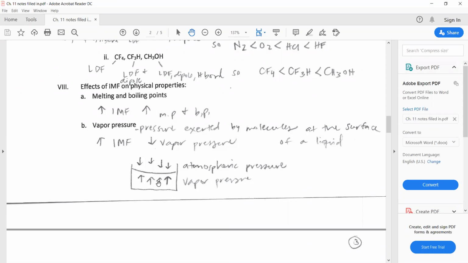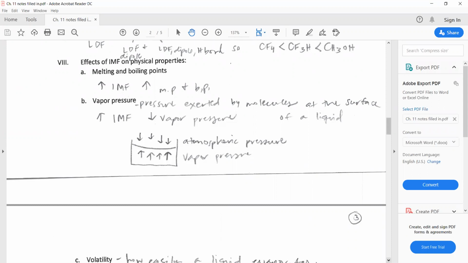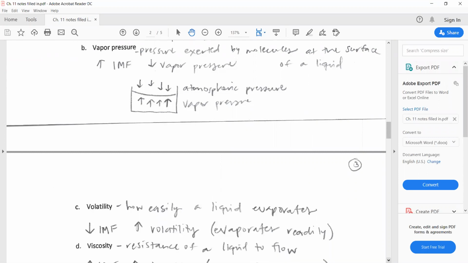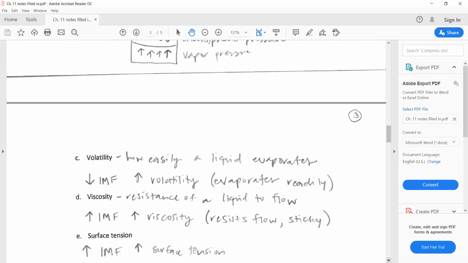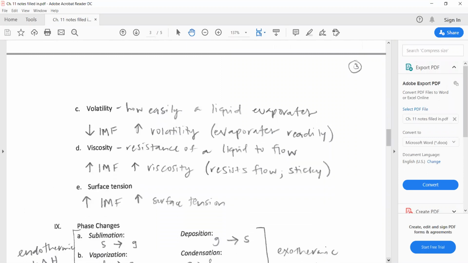This is going to affect how easily something evaporates because you've got atmospheric pressure pushing down and there's a battle between atmospheric pressure and vapor pressure. If you have greater vapor pressure, you're going to overcome atmospheric pressure more quickly, which plays into this thing called volatility. Volatility is how easily a liquid evaporates. If you are very volatile, that means you evaporate very quickly.